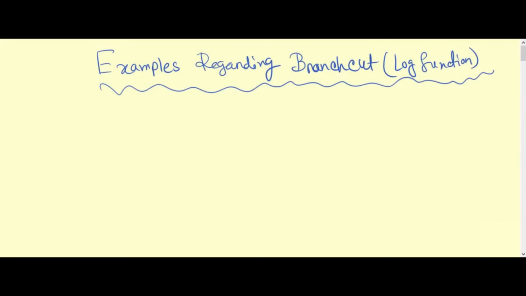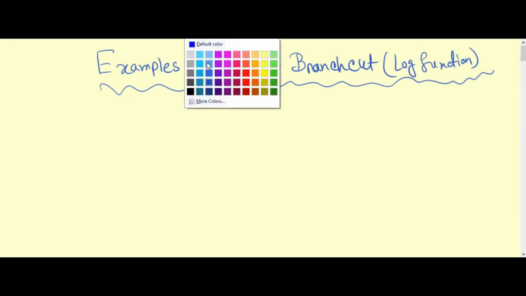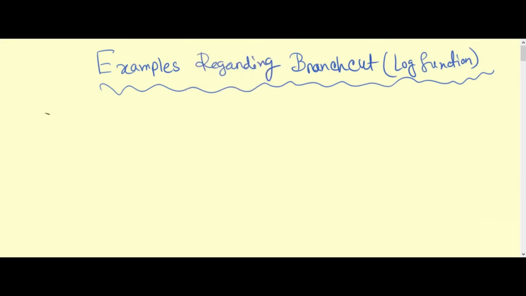So in your theory lectures you already got familiar with branch cuts and branch points, and you also saw that log is a multi-valued function, that is log of z, where z is a complex number. And today we're going to see some examples on why we care about this branch cut. So before I start the examples, let me try to give you a small motivation.